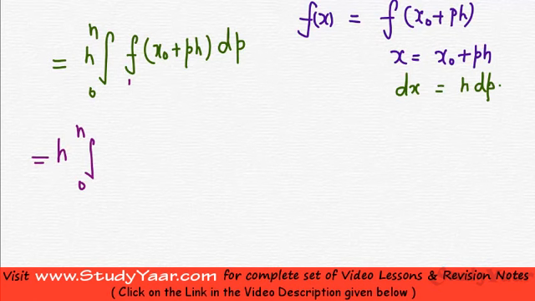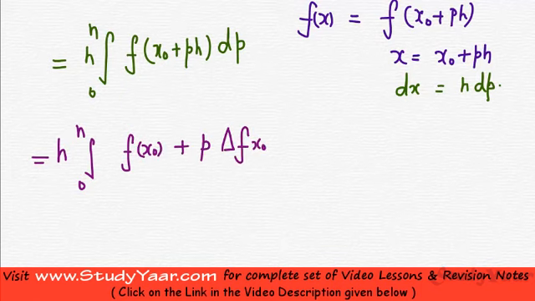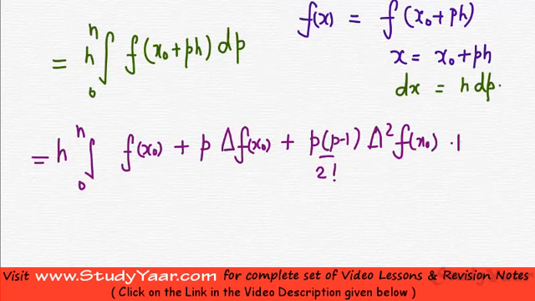Now my Newton's forward integration formula tells me that this is going to be equal to the integral h into 0 to n. You expand this using your Newton's forward formula: f of x0 plus p into delta f of x0 plus p into (p minus 1) upon 2 factorial delta square f of x0 and so on. Now you have this to be integrated with respect to dp. You have your p's over here, you can integrate them term by term.